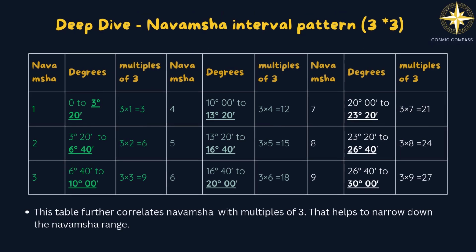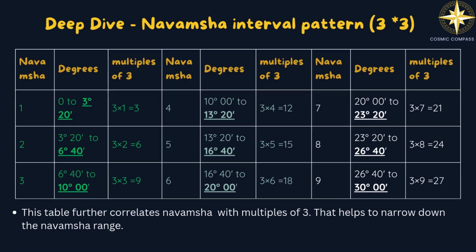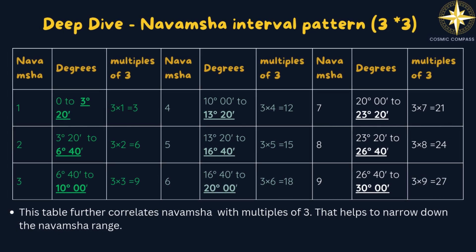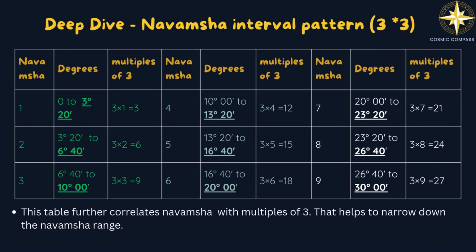This table breaks down the Navamsha divisions of a sign into 3-degree 20-minute segments and correlates them with multiples of 3. It's a handy way to link each Navamsha with a simple numerical pattern. Also, notice that the first row ends with 20 minutes, like 3 degrees 20 minutes, 13 degrees 20 minutes, and 23 degrees 20 minutes, while the second row ends with 40 minutes.